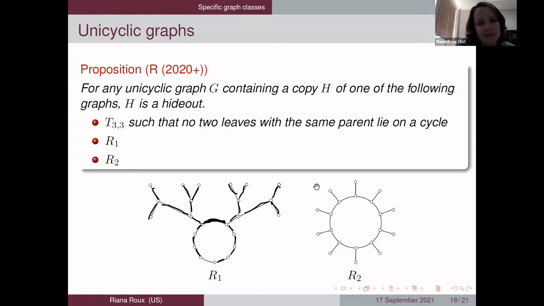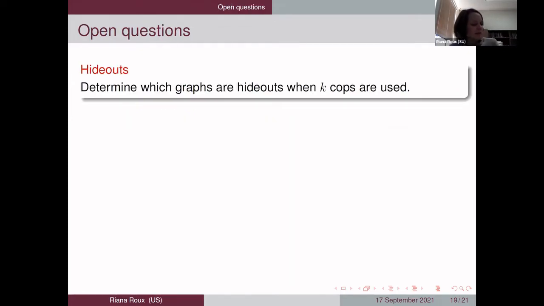So we are busy looking at a strategy for finding the robber with a single cop when these graphs are not present. That's one of the things that we want to work towards. I'm going to end off with some open questions of where we would like to take this work.